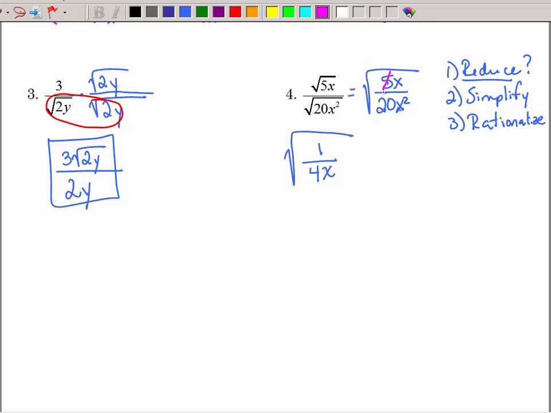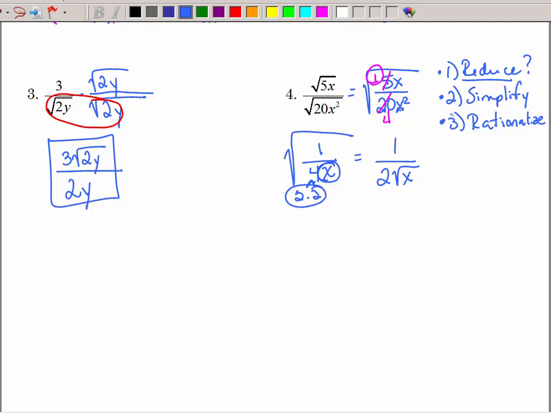Because just think about it, 5 goes into 5 one time, 4. So there is that 1 there. Then, can I simplify? Well, sure. The square root of 1 is just 1. The square root of 4 is 2. But that x still stays there. Because remember, 4 is 2 times 2. I have a pair of 2's that comes out. But that x is not a perfect square. So I've reduced, I've simplified, I still have to rationalize.